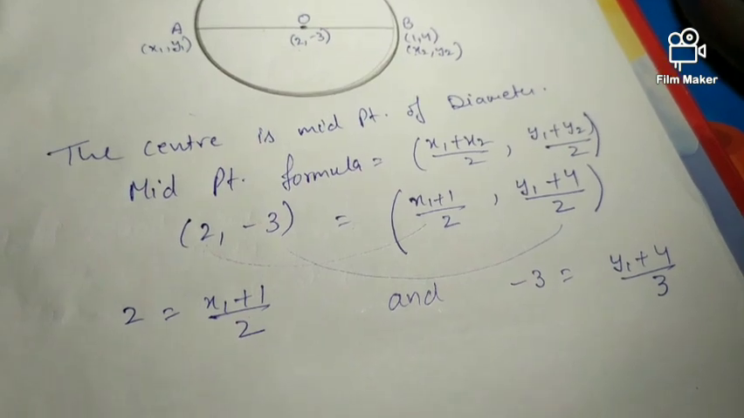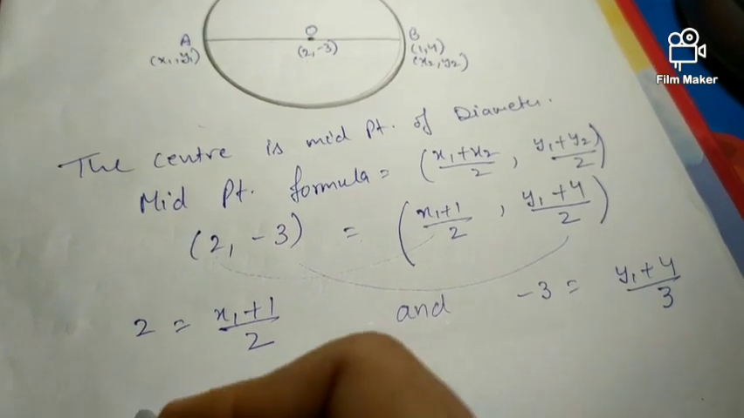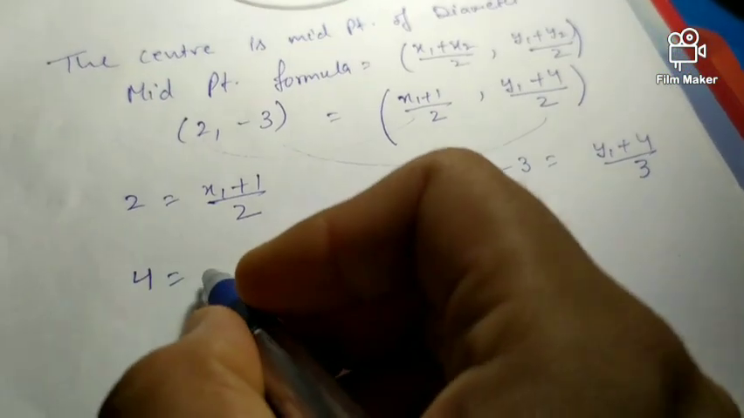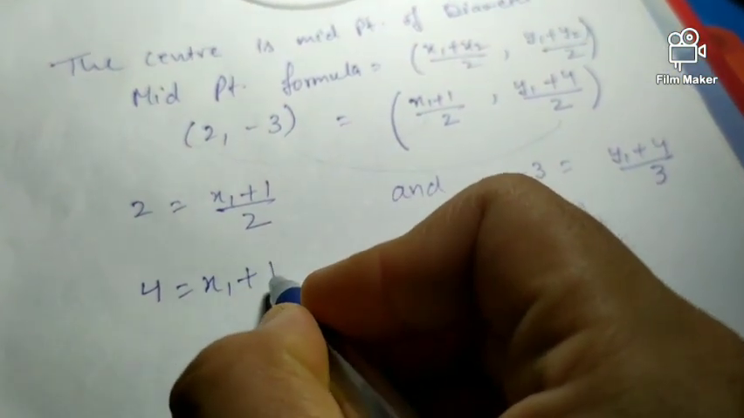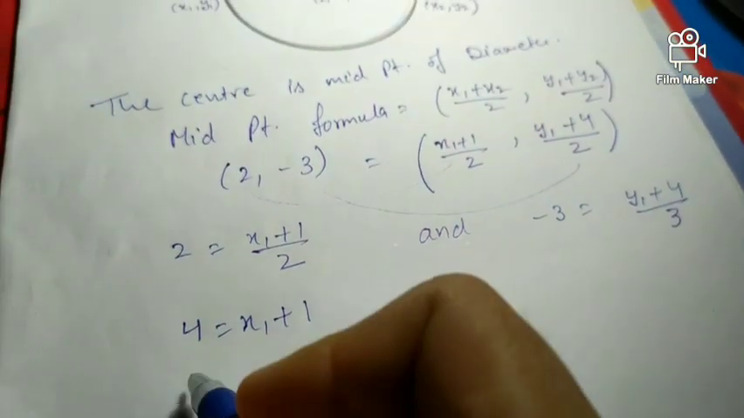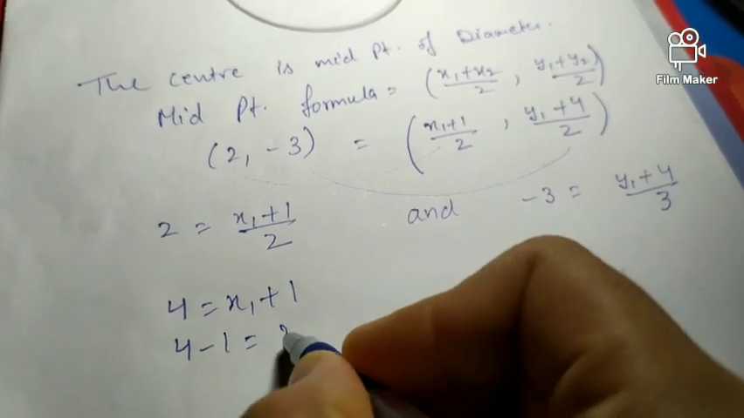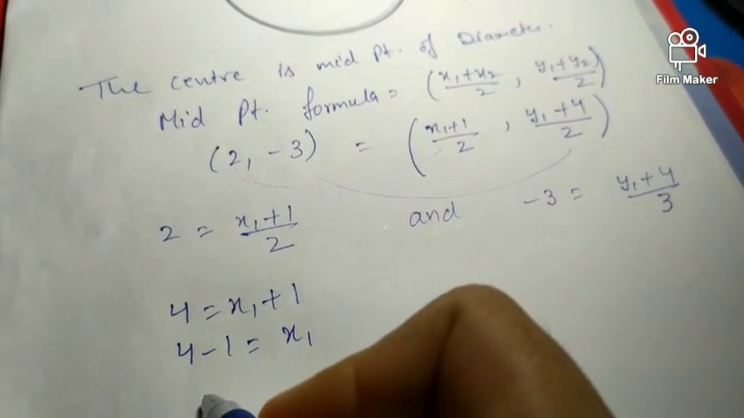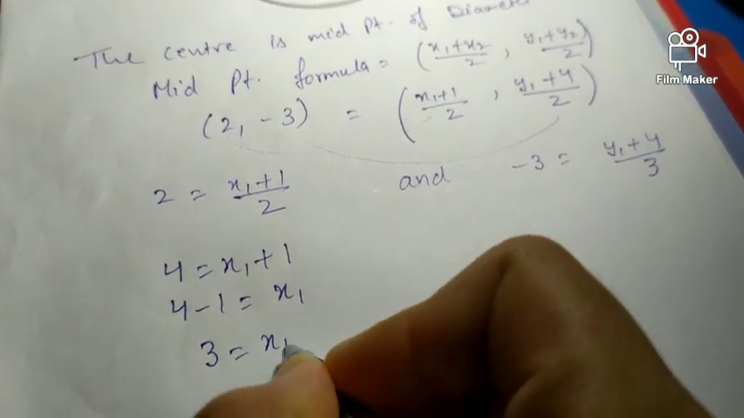Clear to all? Now cross multiply. 4 equals x1 plus 1. So 4 minus 1 will become x1. So x1 will become 3.